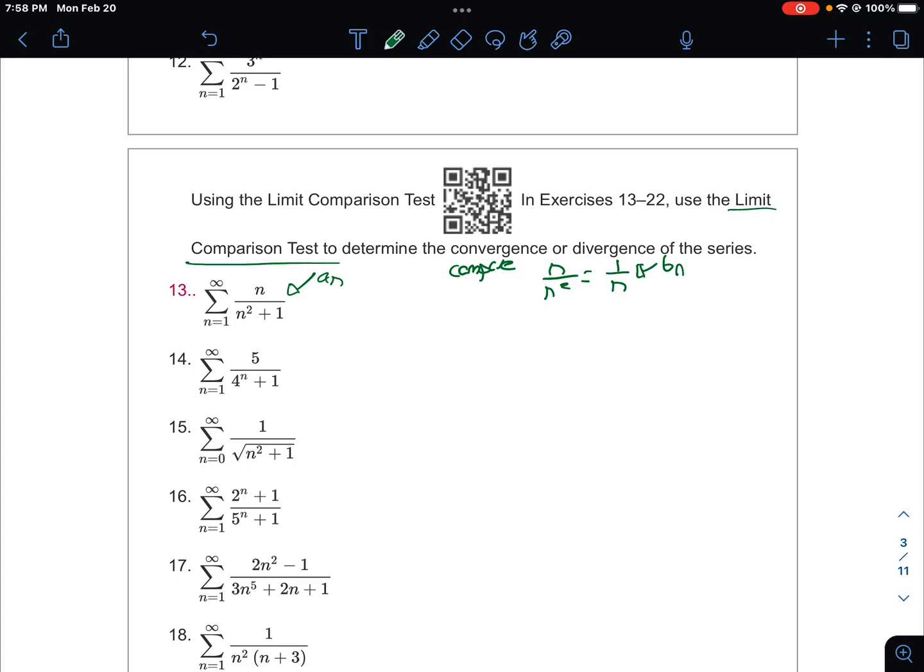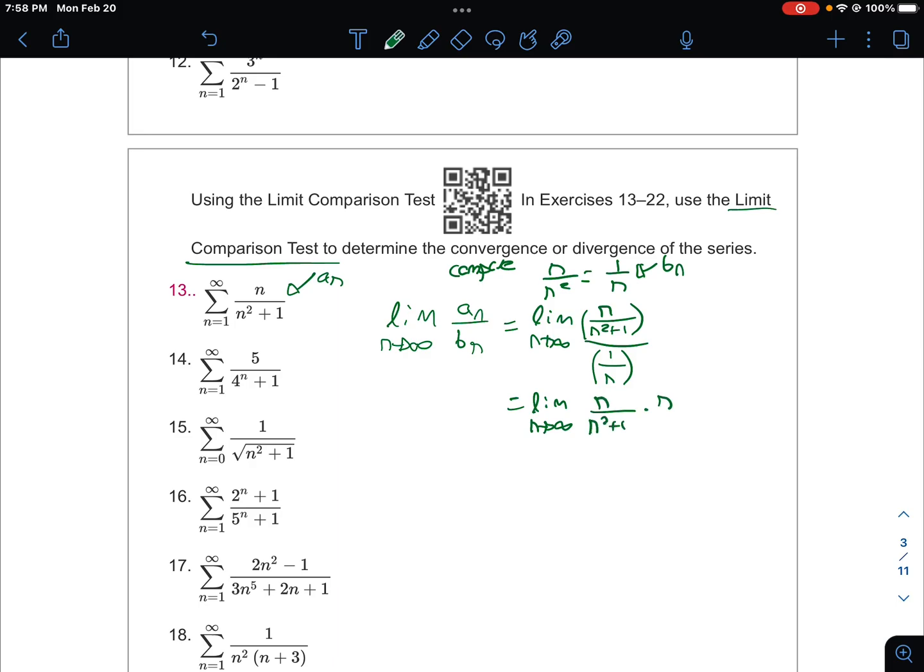And all I need to know is that if I take the limit as n approaches infinity of a sub n over b sub n, it has to be equal to some finite positive number. It cannot be 0, it cannot be negative, okay? And so what ends up happening here is I get the limit as n approaches infinity of n over n squared plus 1. I'm going to put parentheses around this because we're going to be dividing fractions, over 1 over n. And when we divide fractions, we're going to end up multiplying by the reciprocal. So we're going to take the limit as n approaches infinity of n over n squared plus 1 times n over 1.